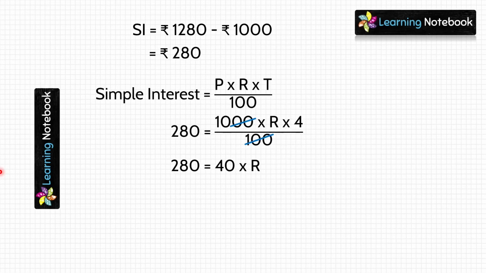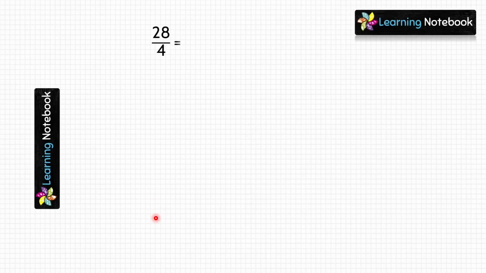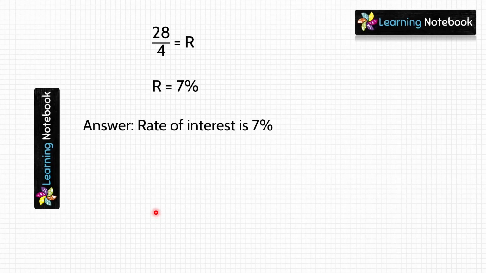So R would be equal to 280 divided by 40, because when we have moved 40 to the left hand side, the multiplication sign has changed to division. So cancel 0 by 0 and we get rate of interest equals 7%. Students, always put the sign of percentage after rate of interest. So we have got the answer as 7%.